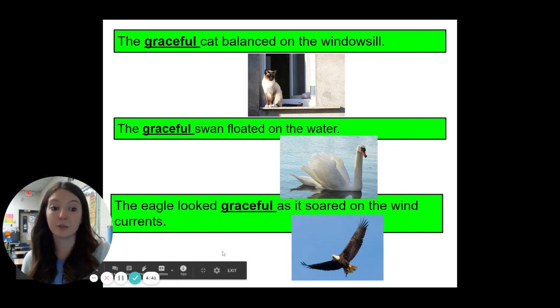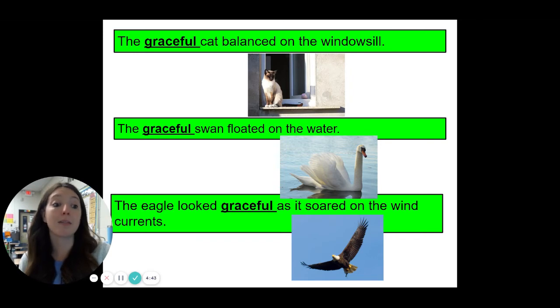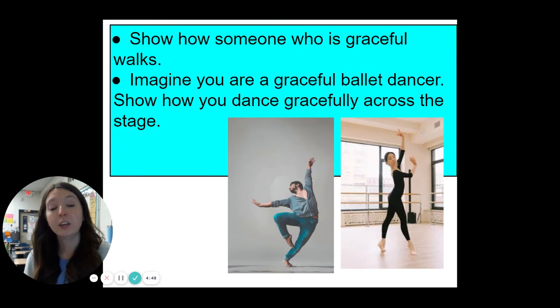The eagle looked graceful as it soared in the wind, or on the wind currents. So it was soaring beautifully. Your question is, well, it's more of an action. You guys are going to show how someone who is graceful would walk across the room, and then I want you to imagine you are a graceful ballet dancer, girl or boy, and show how you would dance gracefully across your stage. So first walk gracefully, then dance across the stage gracefully. Pause the video until you're done.